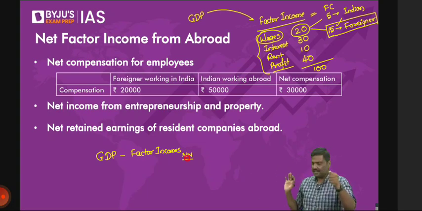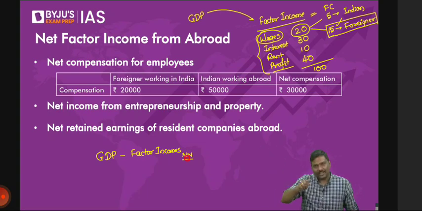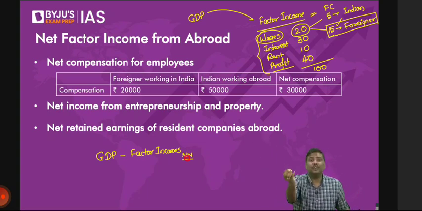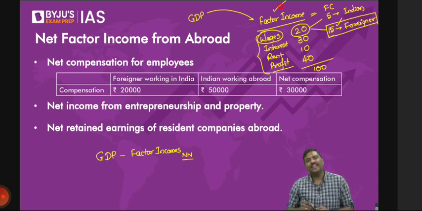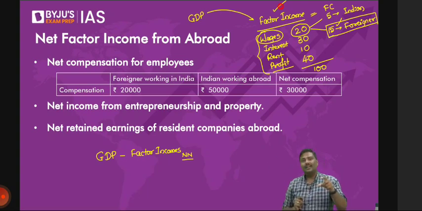But there is one more adjustment. You have gone to the USA. You have earned a salary of 10 rupees in the USA. Was it counted in the calculation of GDP? That is also factor income. But because you have earned outside India, was that counted in GDP? No. But don't you think when you calculate GNP, it should be counted? Of course, yes.